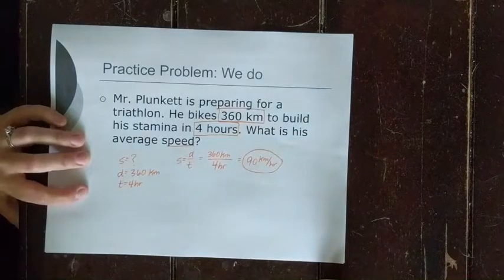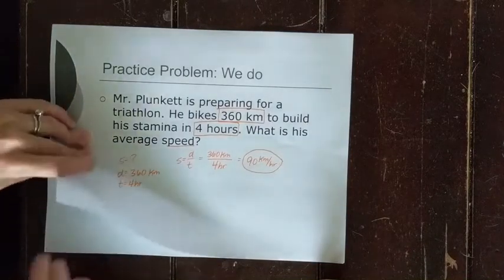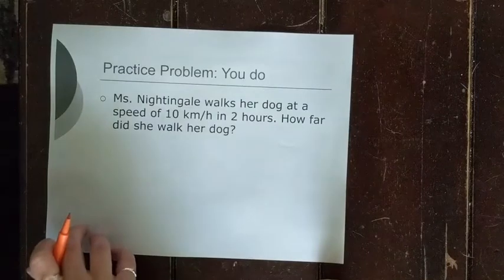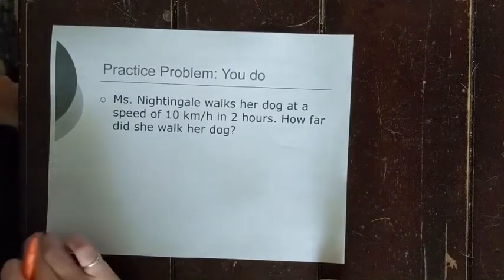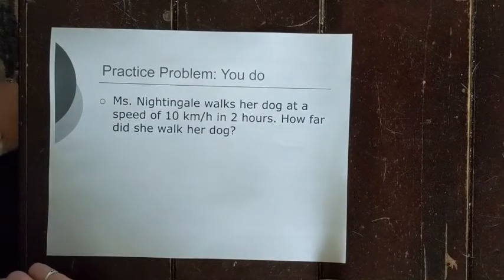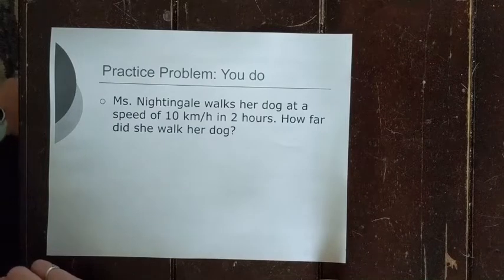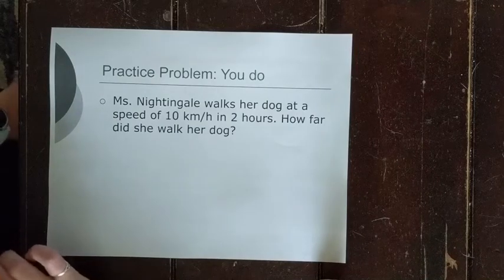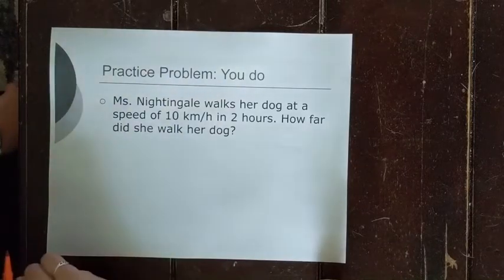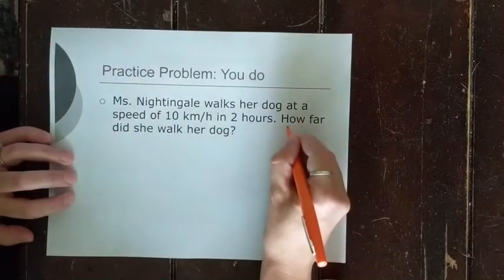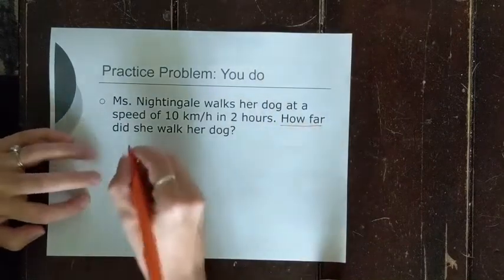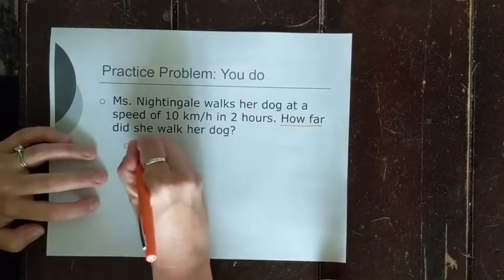Make sense? All right. So for the next one, it's a little bit different. Let's read it together. Ms. Nightingale walks her dog at a speed of 10 kilometers per hour in 2 hours. How far did she walk her dog? We're looking for something different here. How far? That's a unit of distance.